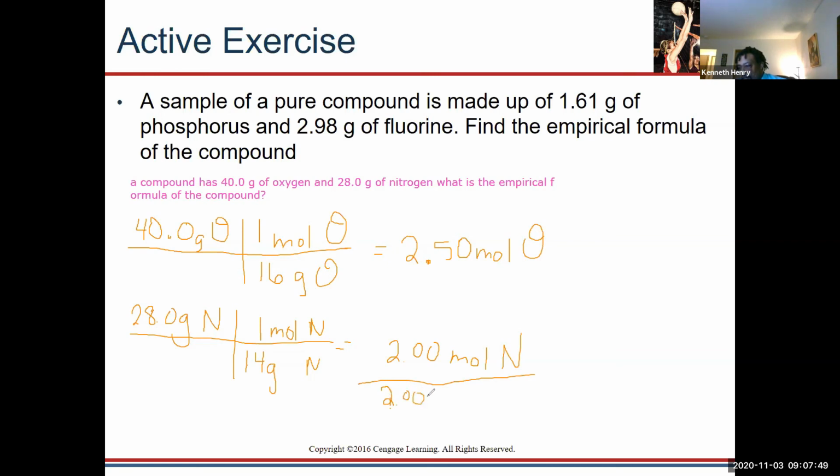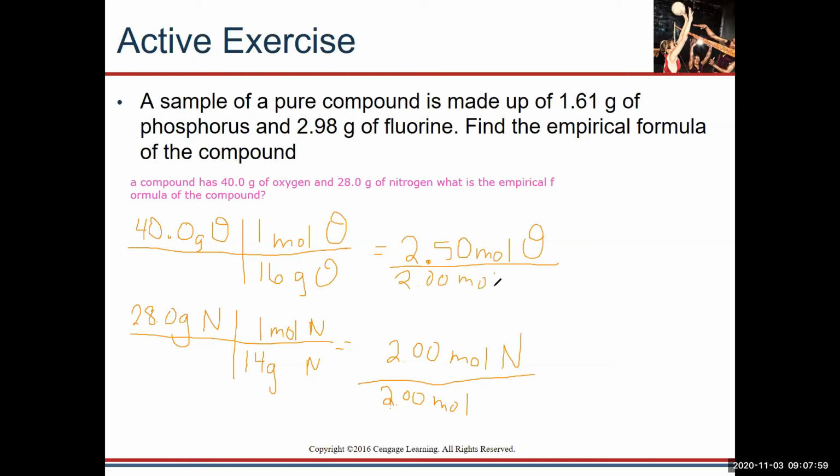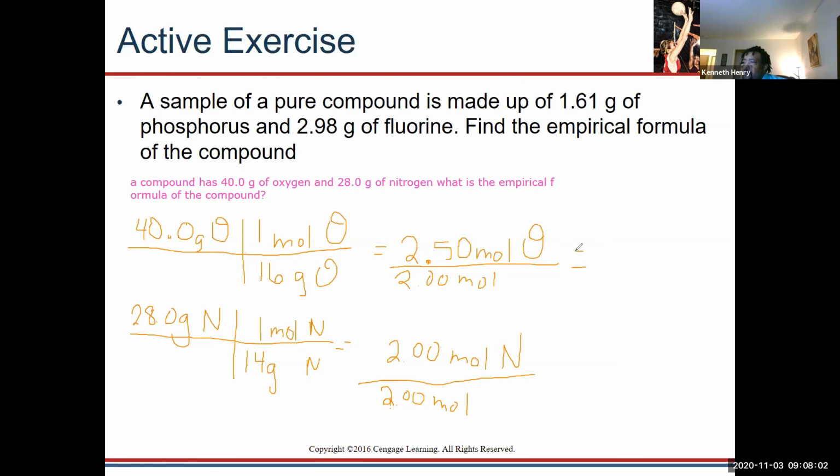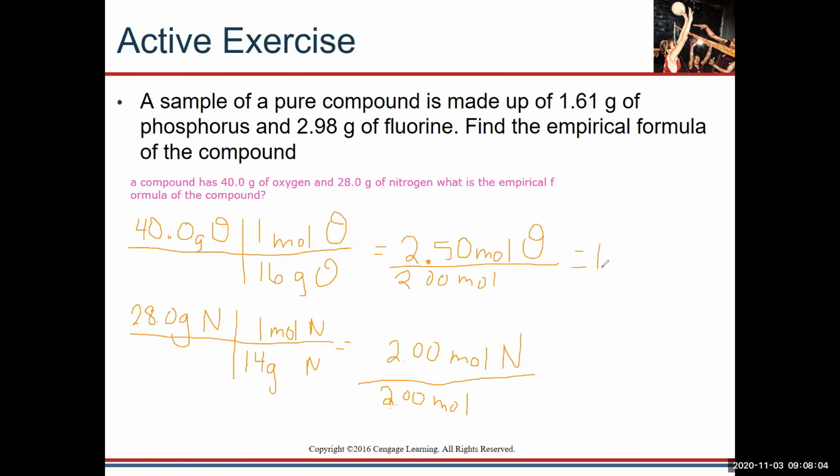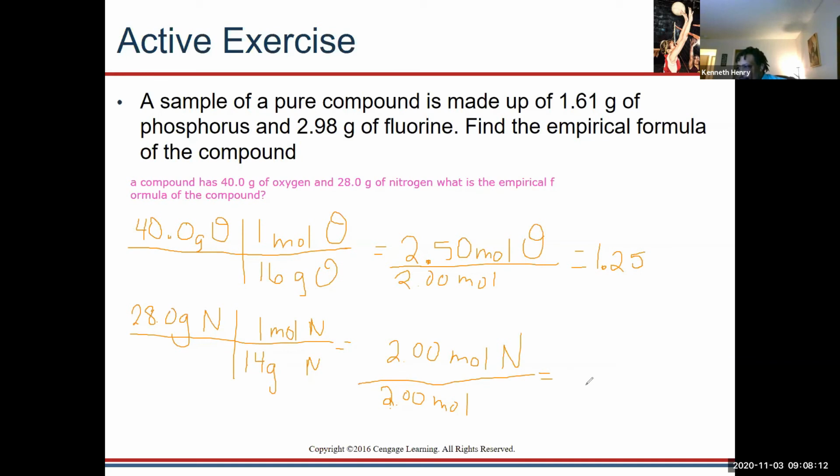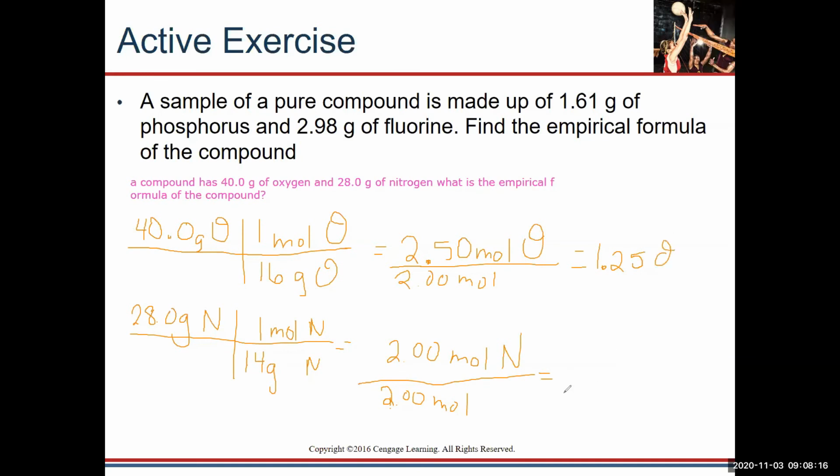The number of moles for nitrogen. Okay, we do the same thing up here, right? Yeah. Okay, what do you get? 1.25. And down here? 1.